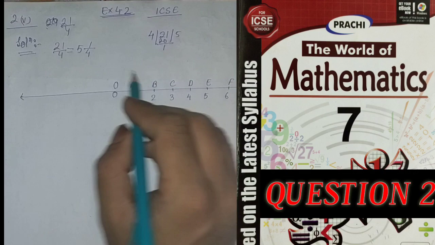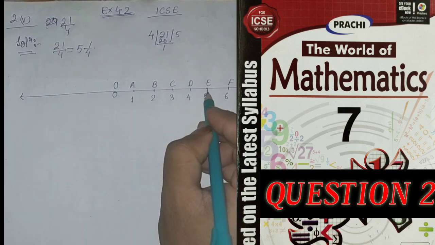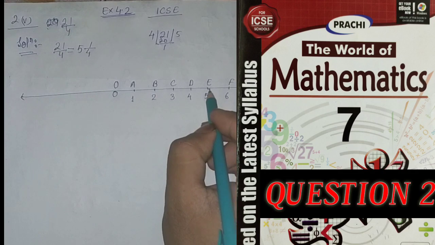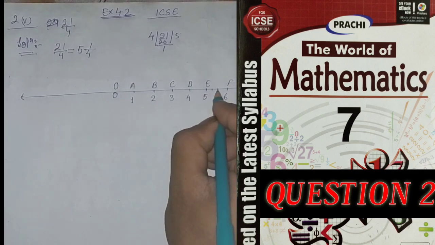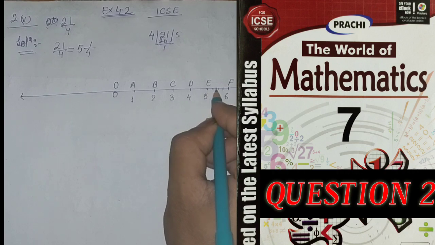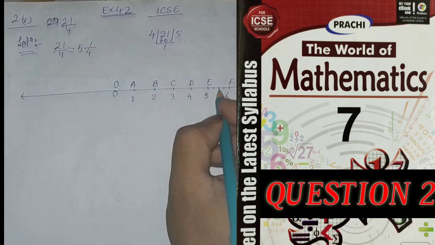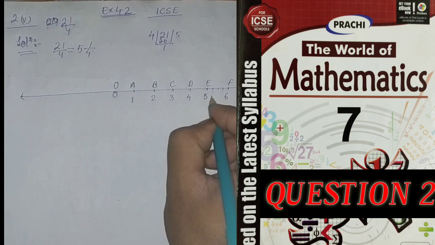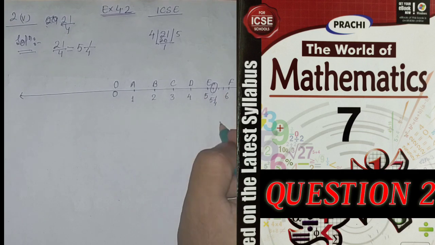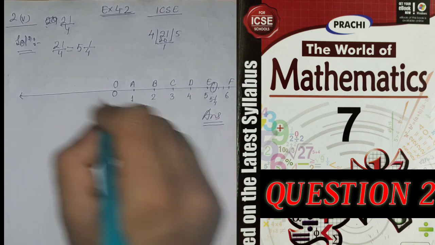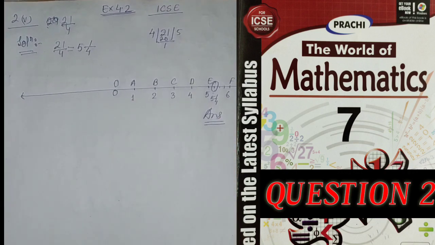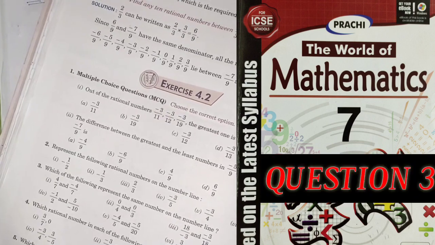Now we have 5 as the whole number. You can see here, we have to divide this length into 4 parts. Now divide: 1, 2, 3, 4. This is 4 parts. 1, 2, 3, 4, and 5 1 by 4. 1 by 4 means this point is 1 by 4. So we write this point as 5 1 by 4 and encircle it. This point represents 5 1 by 4, and this will be our representation of 21 by 4 on a number line. Okay, let's move to the next question.